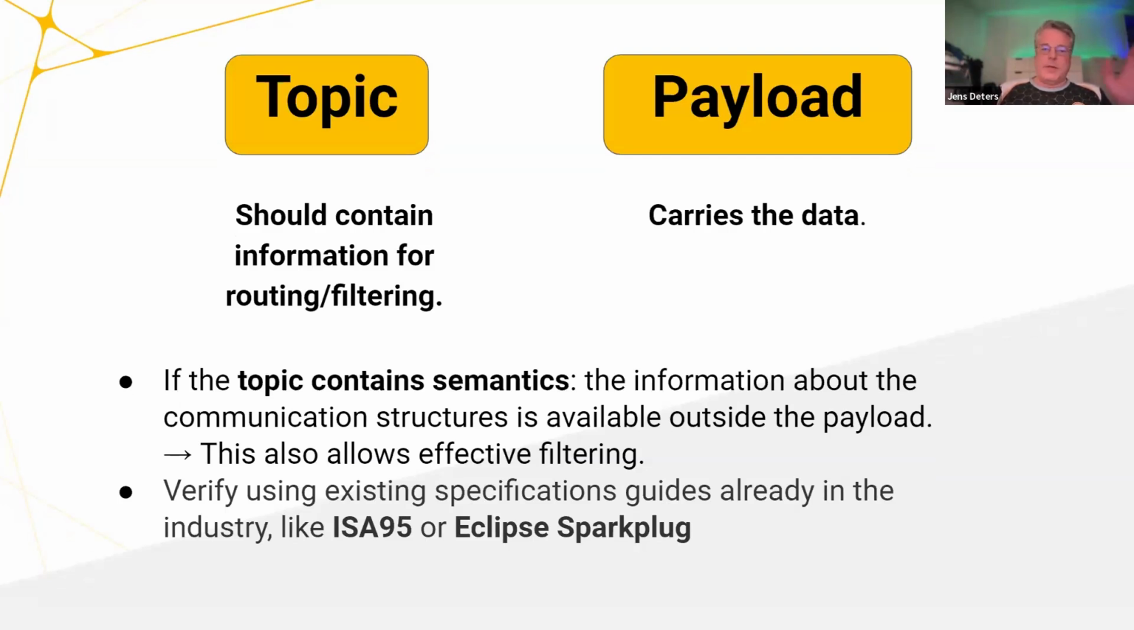First of all, what you should have in mind when you're creating an MQTT topic hierarchy is that the topic should contain information for dedicated routing and filtering. It should not contain the data. The data is actually part of the payload. If you have a good topic structure, this is the foundation for effective filtering.